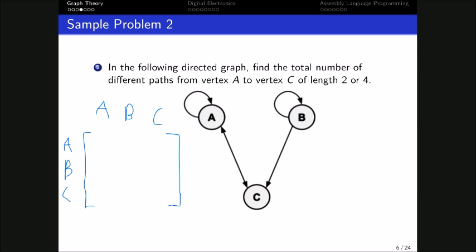So is it possible to go from A to A with one edge? And that is correct. Yes, it can. So what you do is you draw 1. You'd write a 1.